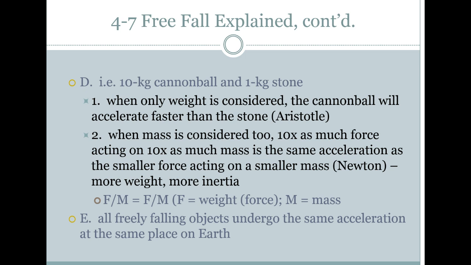In symbolic notation, force over mass: large F, which stands for force, is the weight acting on the cannonball, over small m, which stands for the correspondingly large mass of the cannonball. The small f and m stand for the smaller weight and the smaller mass of the stone. The ratio of weight to mass is the same for these or any objects. All free-falling objects undergo the same acceleration at the same place on Earth.